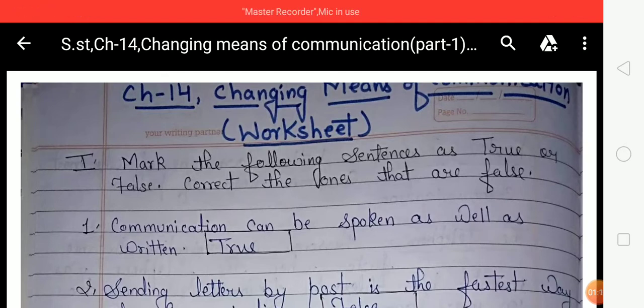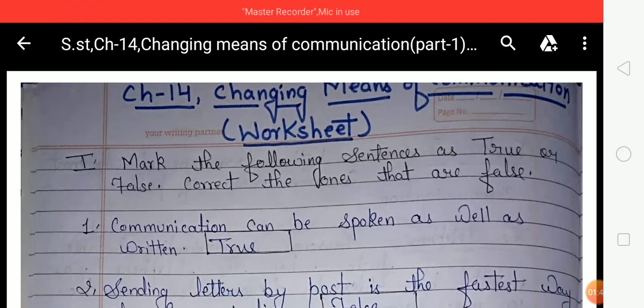So, students, there are two types of communication. First, personal communication, second, mass communication. Personal communication means the communication that takes place between two or a few people. Mass communication means the exchange of information with many people at the same time, and the means of mass communication are called mass media.